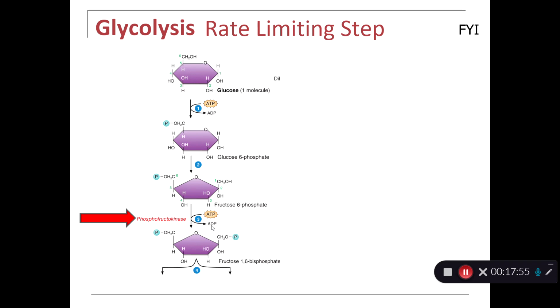Another one to note about drug metabolism and metabolism in general: every single pathway has a rate limiting step, meaning what enzyme is the slowest? What is the slowest worker? In this case, it is the phosphofructokinase enzyme. The phosphofructokinase is the slowest moving enzyme.